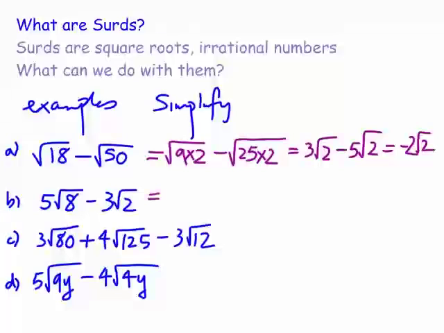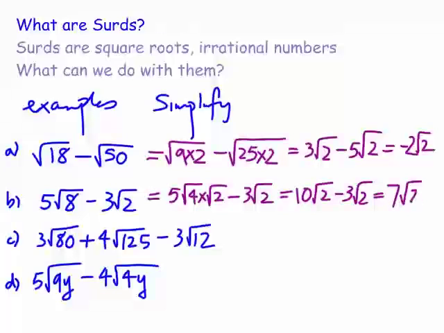Okay, how about the next one? Well, 8 we can hopefully recognize is actually the square root of 4 times the square root of 2 minus 3 lots of the square root of 2. So the square root of 4 is 2, so 5 2s are 10, so that's really 10 lots of root 2 minus 3 lots of root 2, which is 7 lots of root 2. Okay, the next one, 80. Well, 80 is actually 16 5s, so it's 3 lots of the square root of 16 times the square root of 5, plus 4 lots of the, now, that's 25 times 5, 125, so it's 25.